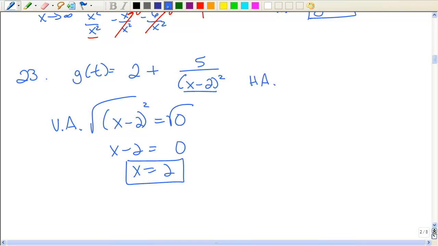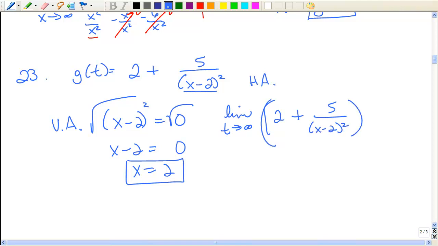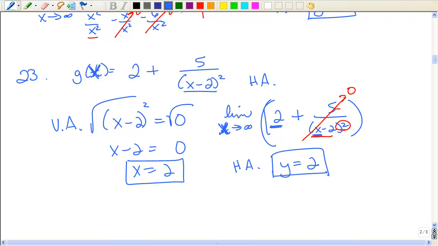Now, how do I do that horizontal asymptote? I'm going to take the limit as x approaches infinity of 2 plus 5 over (x minus 2) squared. I think I used t's and that had x, so I'm just going to go back and make all those x's. This doesn't have an x. This has an x in the denominator. So we should say that when you have a number over a large number being squared, that limit is going to be 0. So you're just left with that 2. So my horizontal asymptote is y equals 2 as well. That one's a little bit odd, but not real difficult.